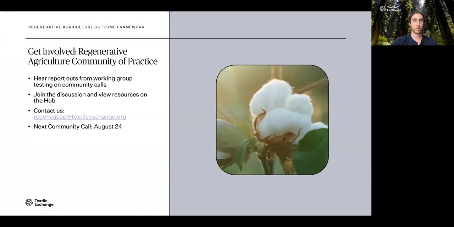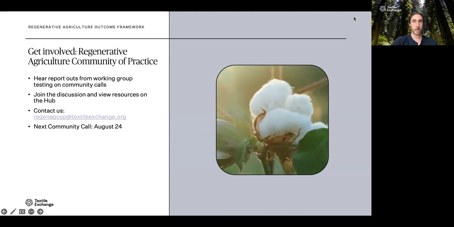We just want to close by sharing that the main way to stay connected and involved with the ongoing implementation and evolution of the outcome framework will be through the Regenerative Agriculture Community of Practice. For anyone not familiar with it, the Community of Practice is a global convening and communication platform for the apparel industry to cross-pollinate learnings and harness the collective knowledge and influence of the group to scale regenerative agriculture.